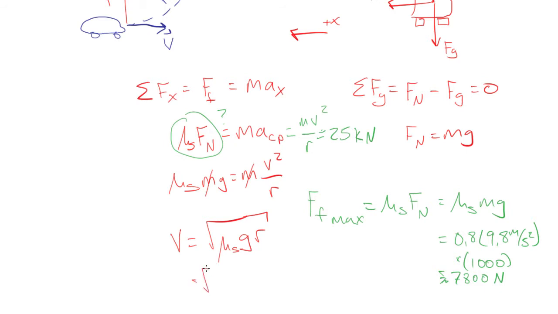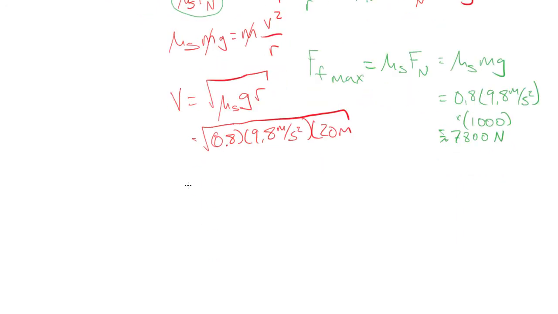So that's equal to 0.8 times 9.8 meters per second squared times 20 meters. And if you solve that, you get something like 12.5 meters per second. So that's the speed at which I have to take the turn in order to not go curving off into the great wide open or something like that.